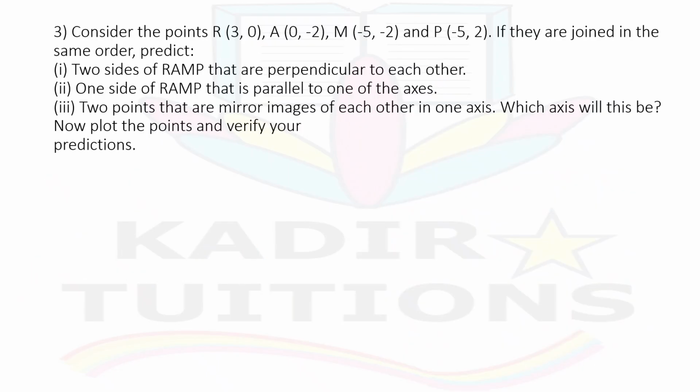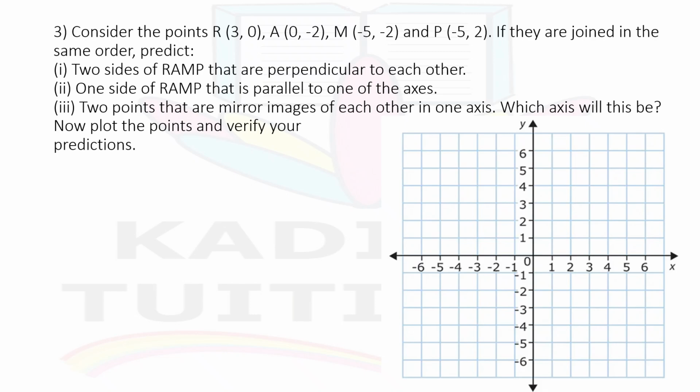So the third question is, consider points R, A, M, P. If they are joined in the same order, predict, so certain questions have been given. First we will mark all these points and we have to join according to the order only. So we'll take a graph sheet. The first point is R (3, 0). So I will mark R (3, 0).